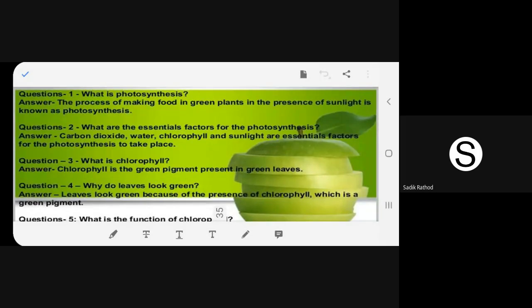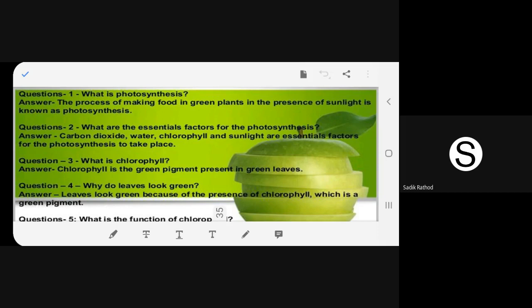What is photosynthesis? No, let her, please. I'm talking to Ilma. I'm talking to her, beta. We have to allow each other to improve. So I want your support so that I can improve her. Okay, beta? Okay, ma'am. Thank you. So, Ilma, how you have to read? What is photosynthesis? The answer is the process of making food in green plants in the presence of sunlight is known as photosynthesis. Have you understood?